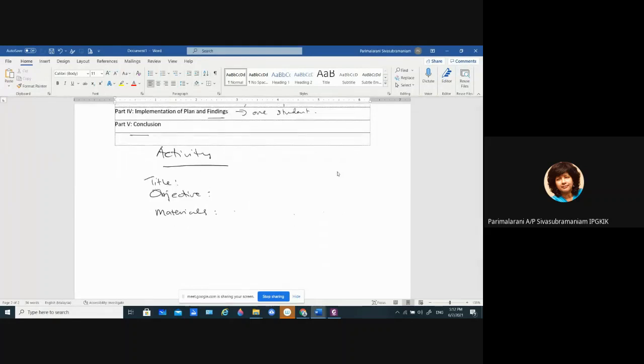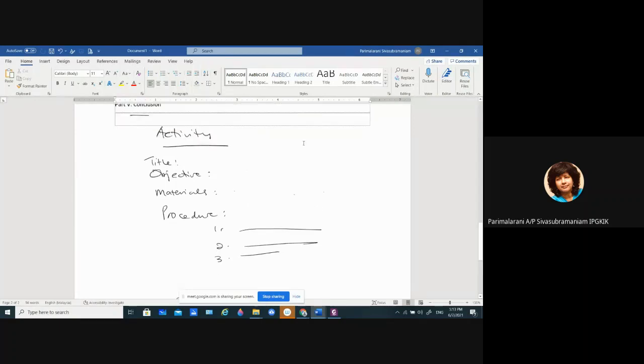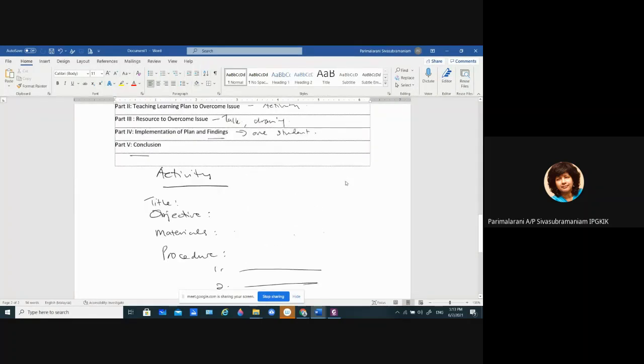And then the procedure. How to carry out this activity. Step 1, do one thing. Step 2, do one thing. Step 3, do one thing. So when somebody goes through this whole activity, by the time they finish the last step, maybe you have a closure. When they finish the last step, they already have overcome the problem. The thing has already worked. Okay, you can follow this format for the activity if you want.